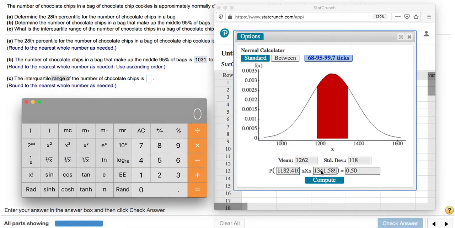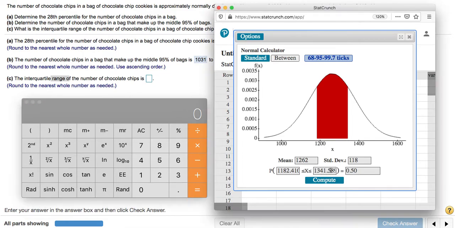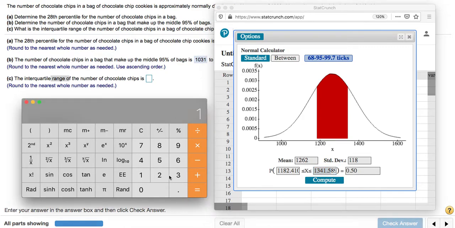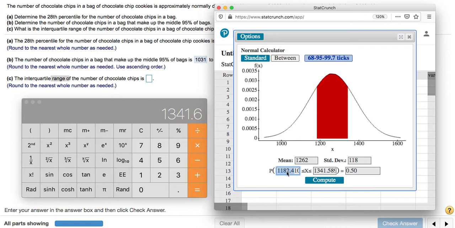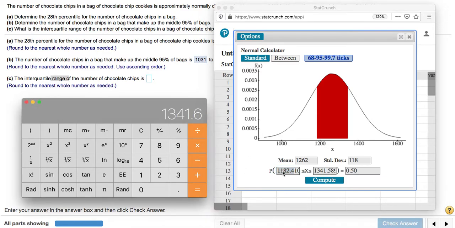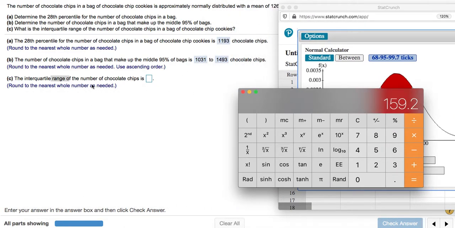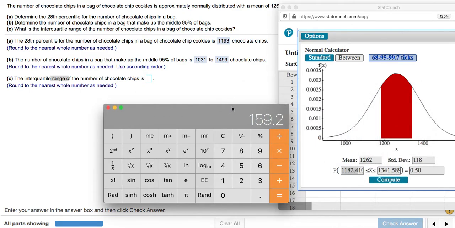Just to make sure I don't have a rounding error, I'm going to round this out to one decimal point. I'm going to do the same thing for here, and then I'm going to subtract those two values. So first, this 5 is going to bump up to a 6. So in my calculator, I'll put 1,341.6, and then I'm going to subtract 1,182.4. Okay, and this is the value that I get. It asks me to round this to the nearest whole number, so that's going to be 159. So that's the interquartile range.